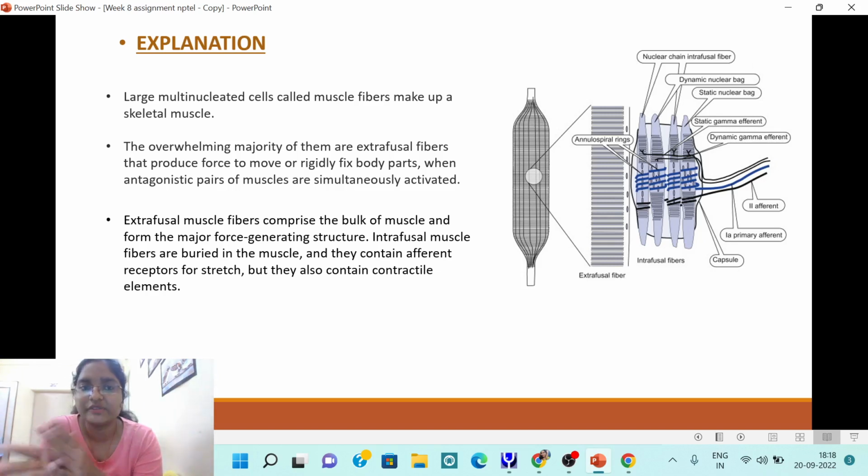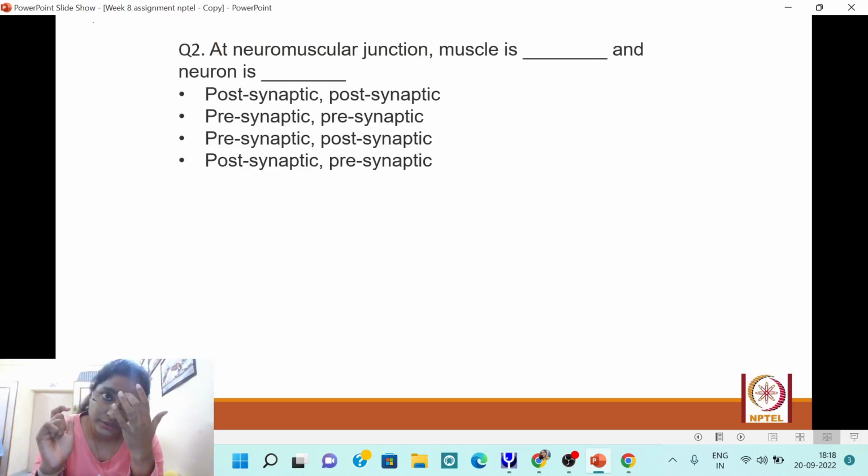So I guess everyone is clear with the difference between the extrafusal and the intrafusal fibers. Extrafusal fibers are mostly for movement. They generate force that is required for movement, whereas intrafusal muscle fibers have receptors in them that are required for sensation, for muscle contraction. They are buried in the muscles. The majority part of our skeletal muscles is extrafusal muscle fibers. Okay, great. We'll move on to the next question.